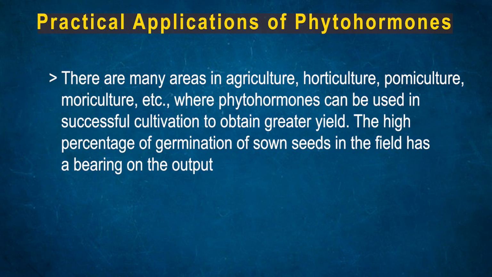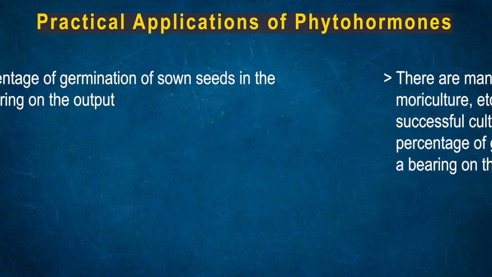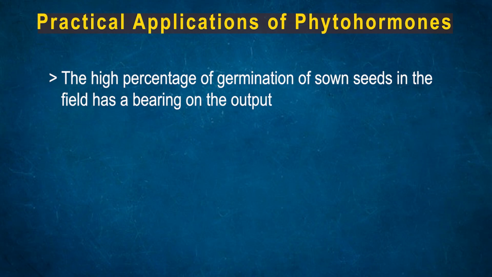There are many forms or many areas of agriculture like horticulture, pomiculture, moriculture, etc. In every aspect, there are uses of phytohormones. For successful cultivation and for greater yield, all those phytohormones are used. They give a high percentage of germination of sown seed on the field, and they give fruit-bearing capacity as an output.